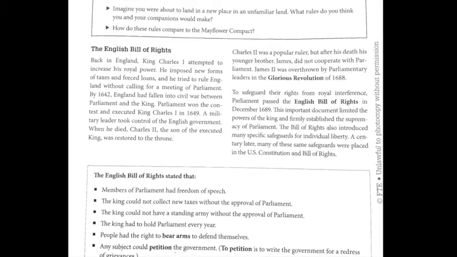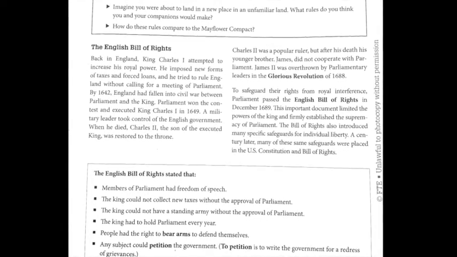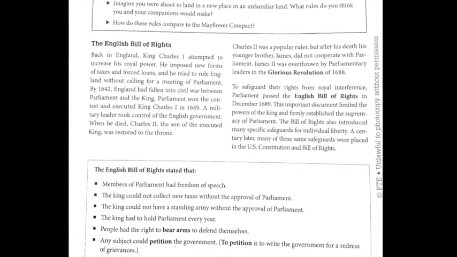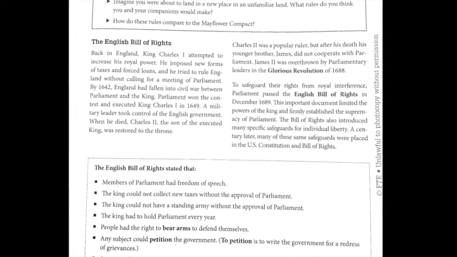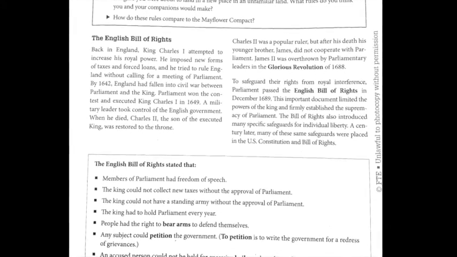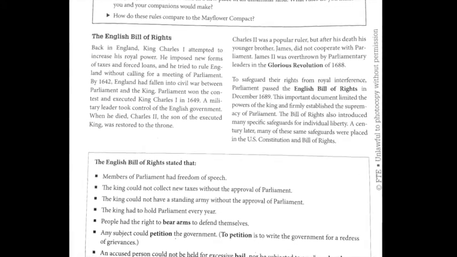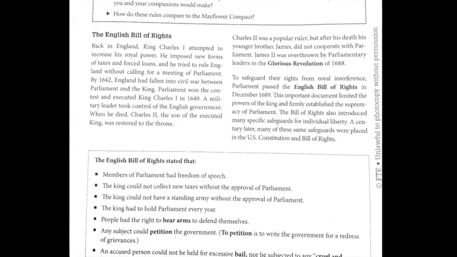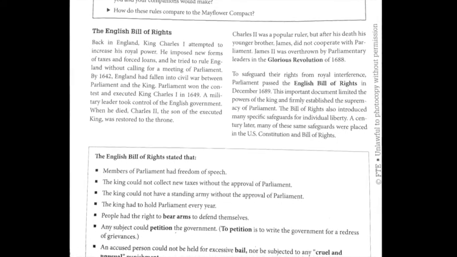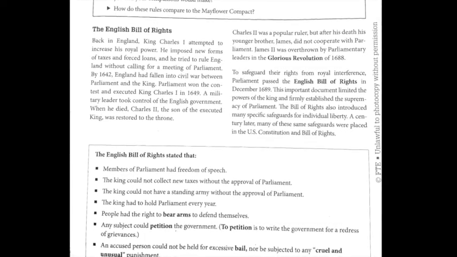Underline or highlight that sentence. This important document limited the powers of the king and firmly established the supremacy of Parliament. The Bill of Rights also introduced specific safeguards to individual liberties. I want you to underline or highlight that also. The Bill of Rights also introduced many specific safeguards to individual liberties. So it began protecting the everyday citizens, their freedoms, their liberties that they had.